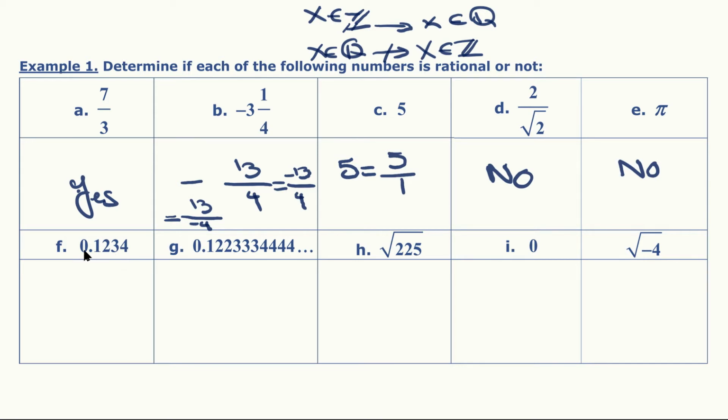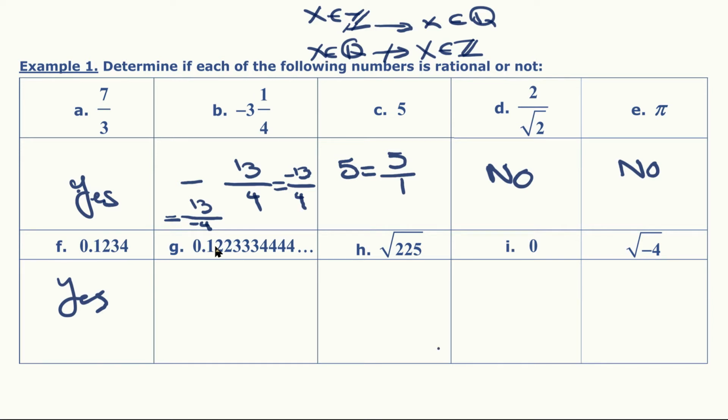0.1234, what do we think of this? Well, this is a terminating decimal, right? It just goes 4 places and it stops. So this is obviously going to be a yes. What that means is you should be able to take this and write it as a quotient of 2 integers, which of course you can do very easily. That'll just be 1, 2, 3, 4 over a 1 and then 4 zeros, right? So yes, we can do that easily.